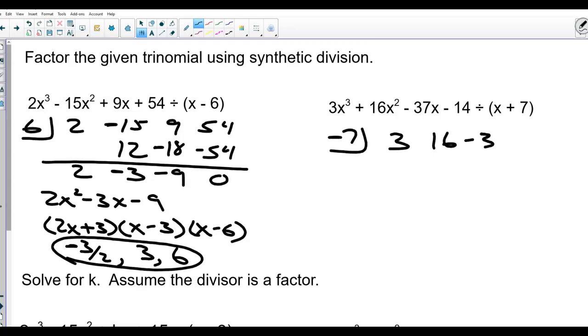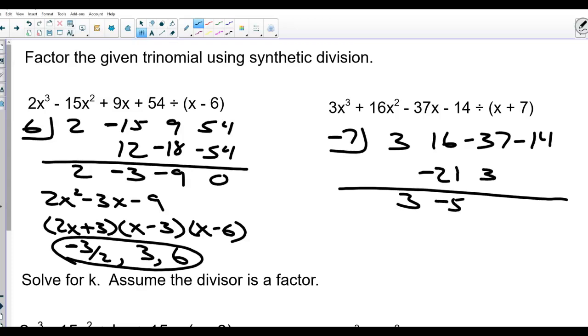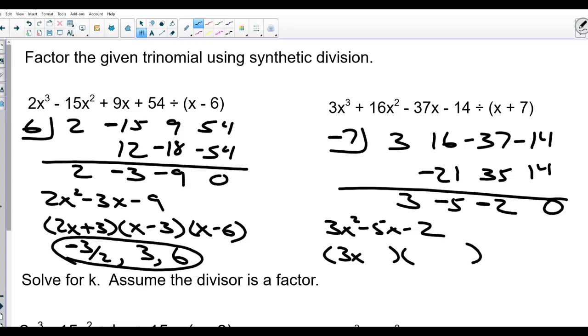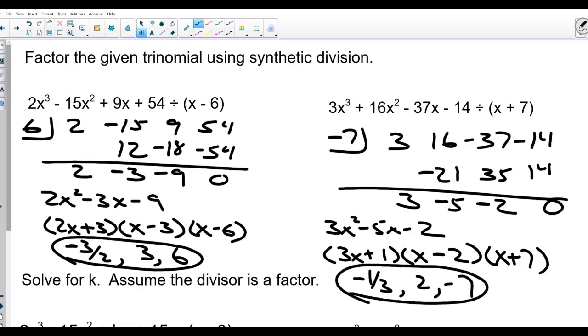3, 16, negative 37, negative 14. Drop the 3, negative 21, we get a negative 5. Positive 35, we get a negative 2. 14, we're at that 0 again. So 3x squared minus 5x minus 2. When I go to factor that, 3x and x, plus 1, minus 2, and I bring my third factor down of x plus 7. My zeros, negative 1/3, 2, and negative 7. What makes each parenthesis equal to 0?